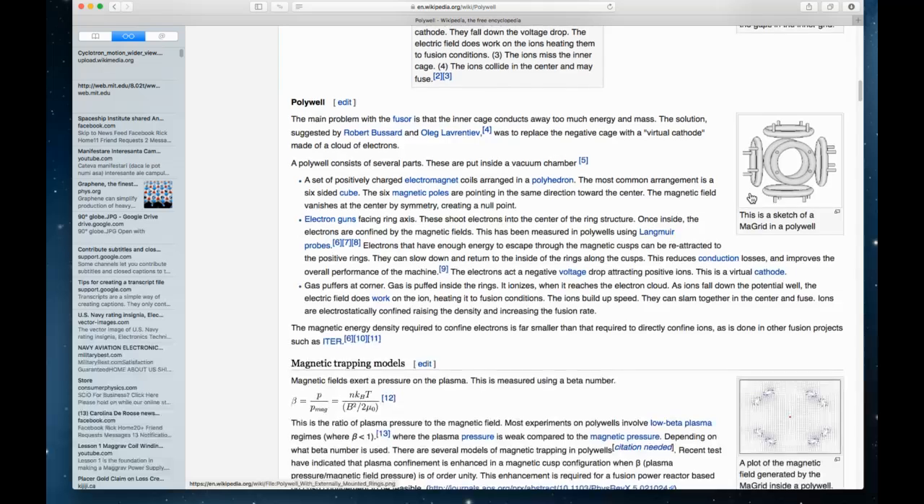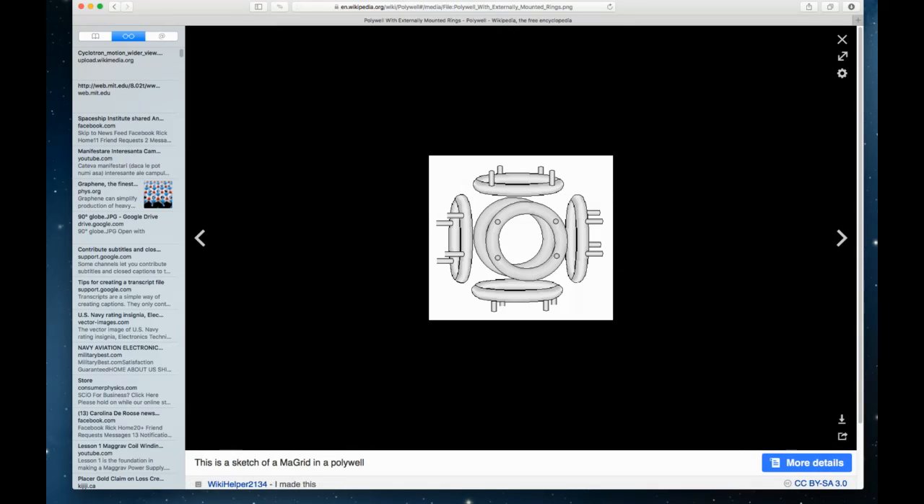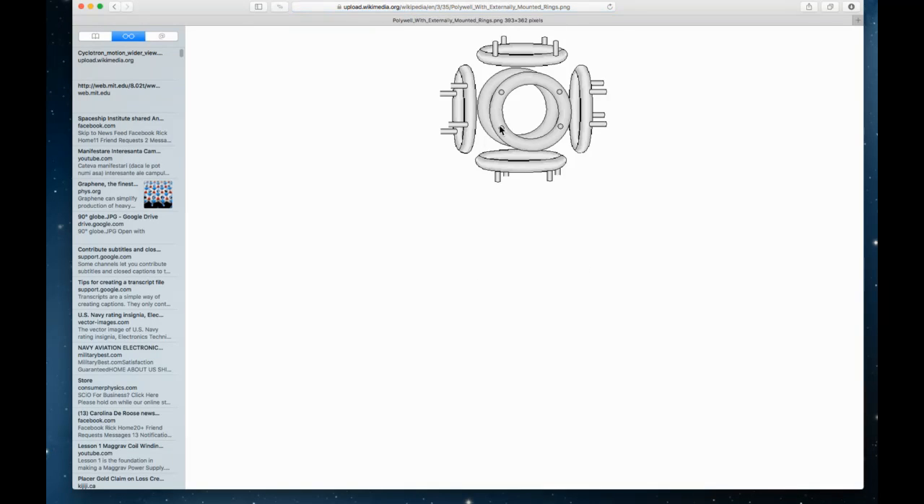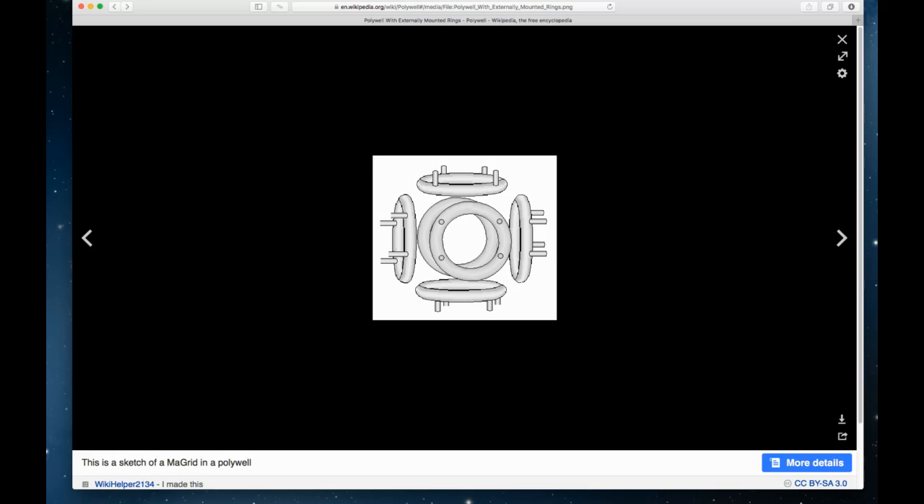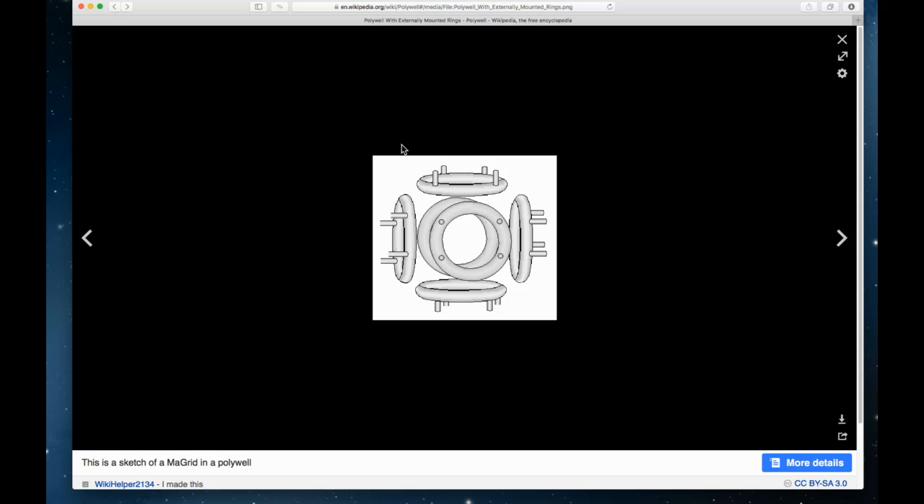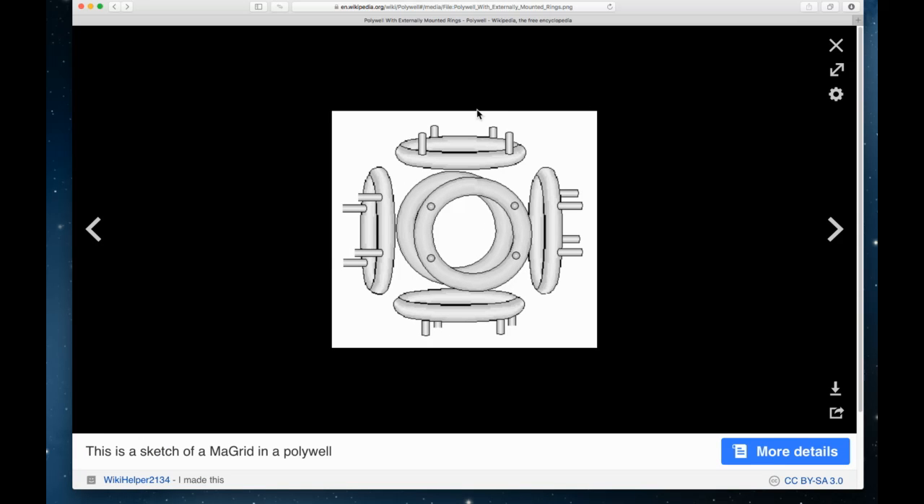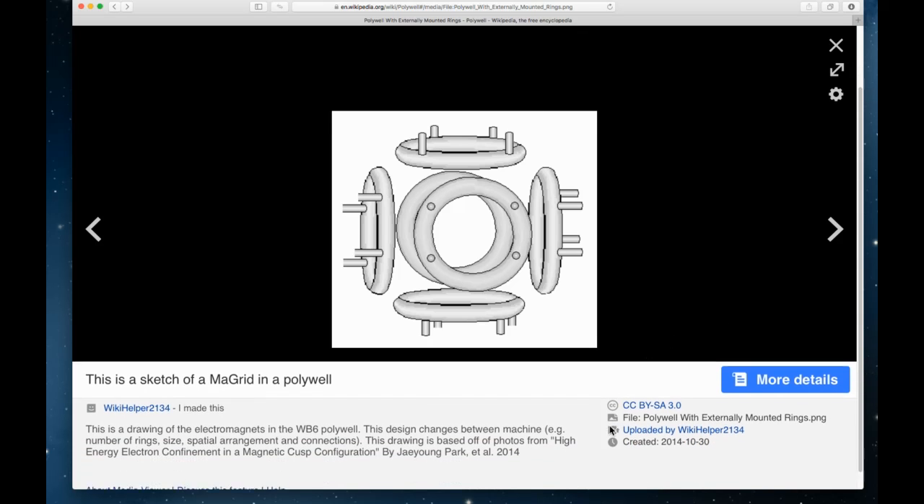So, okay, but the one I wanted to show was the polywell here, the MagGrid, not MagGrab, MagGrid. This is a sketch of a MagGrid and a polywell. Okay, so there, whoops. Let's go back to that. So there it is. Jeez, it won't let me blow it up. Okay, so I'll do it another way. So this is a MagGrid in a polywell.